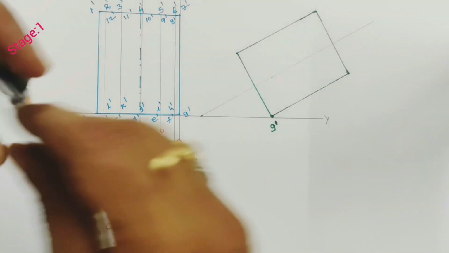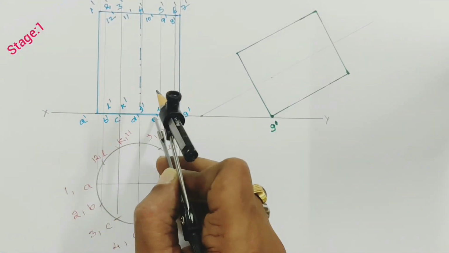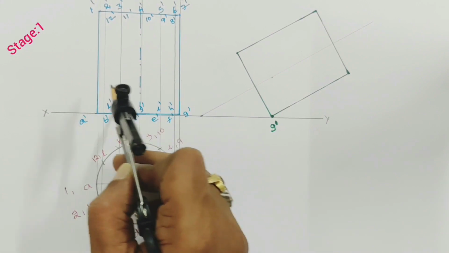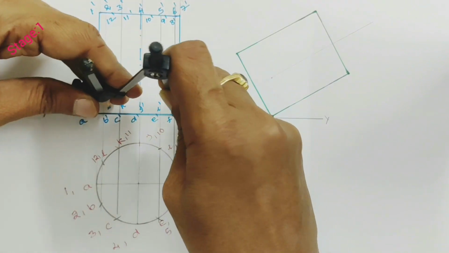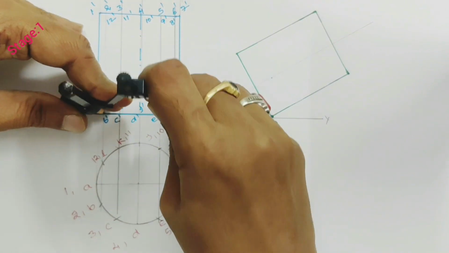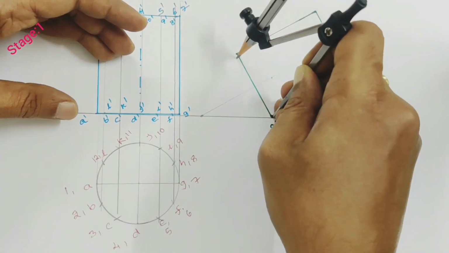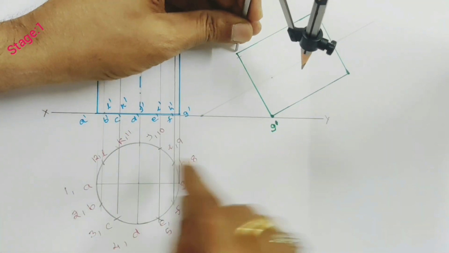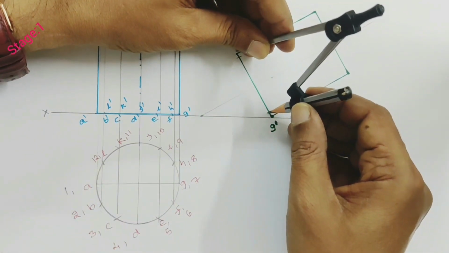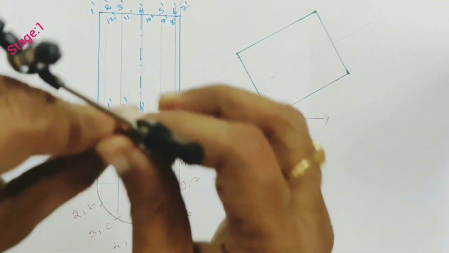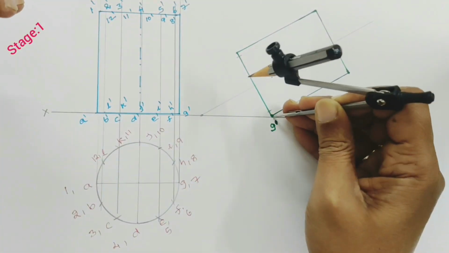With compass, transfer B dash, C dash, D dash, E dash, F dash lines on this baseline to this baseline. So G dash, B dash has a radius, G dash has a center. Draw an arc. Similarly, the same radius for locating F dash. Next, G dash, C dash has a radius. Draw an arc.